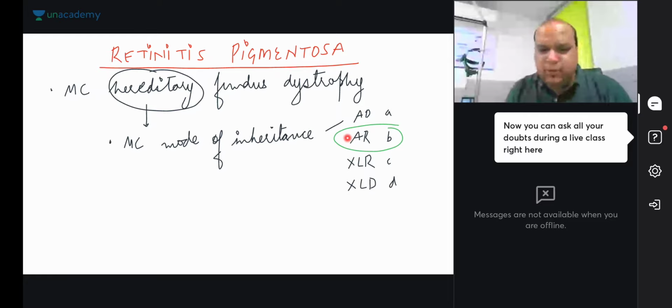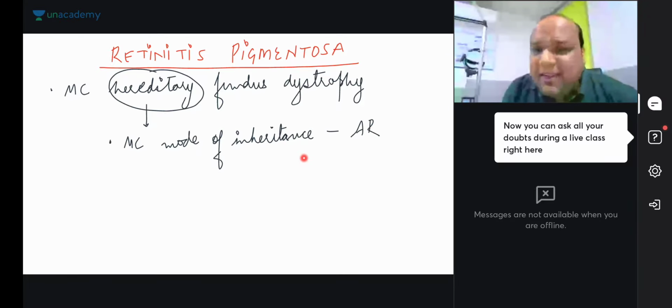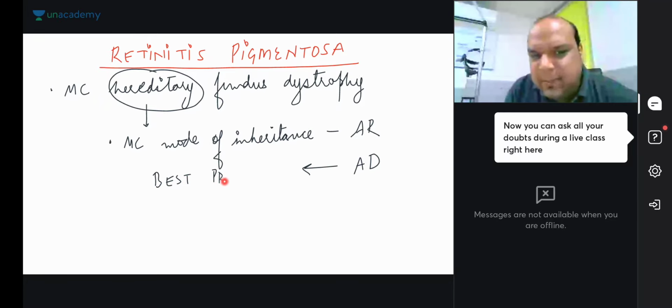Okay, everybody. So the most common mode of inheritance is autosomal recessive. I'll just quickly write it down. Autosomal recessive. But can retinitis pigmentosa be autosomal dominant? Yes, it can also be autosomal dominant. And whenever it is autosomal dominant, we say it will have the best prognosis.